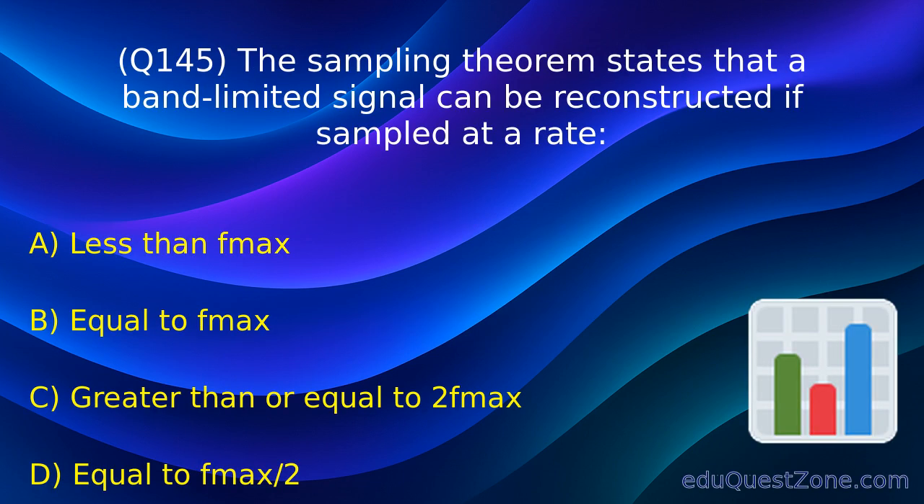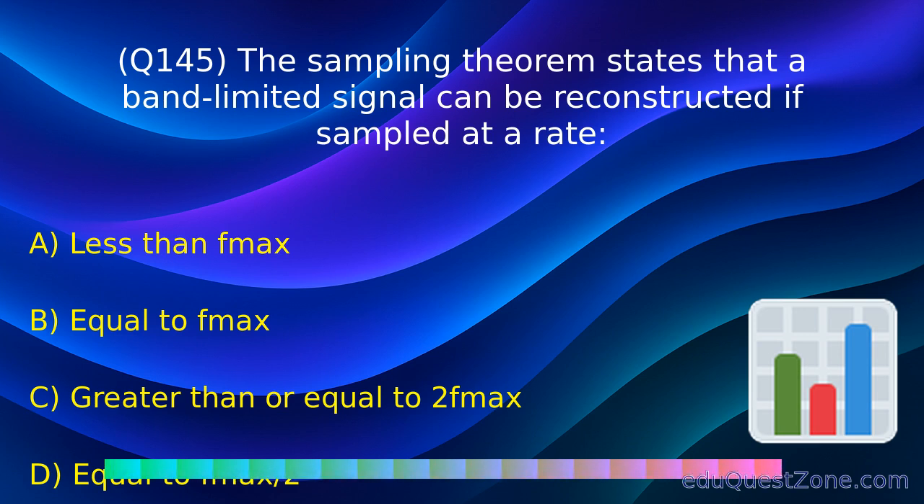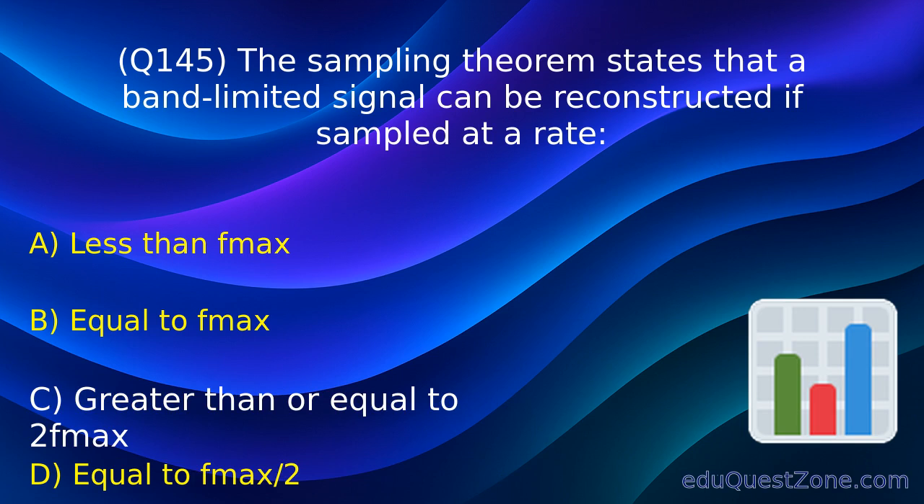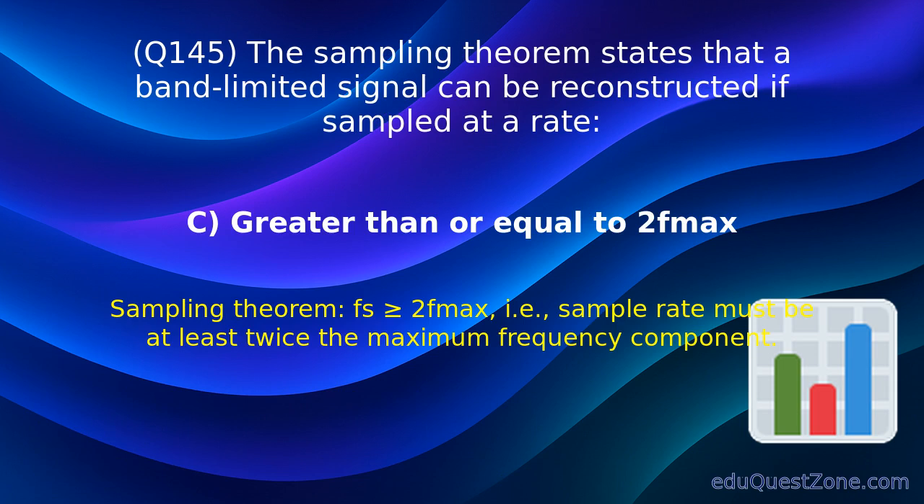Question 145. The sampling theorem states that a band-limited signal can be reconstructed if sampled at a rate... Option C, greater than or equal to 2 fmax. Sampling rate must be at least twice the highest frequency present in the signal.